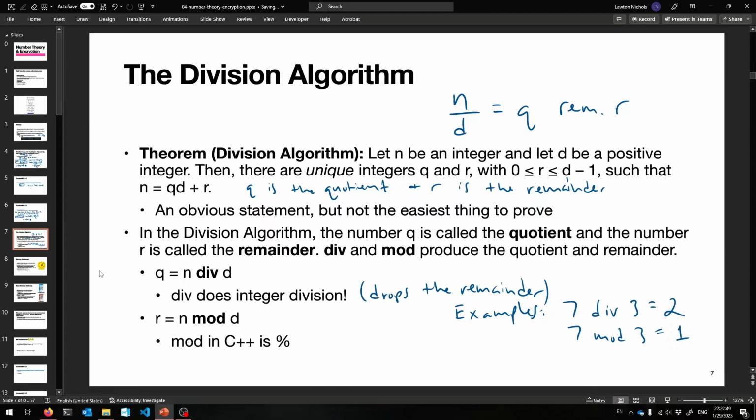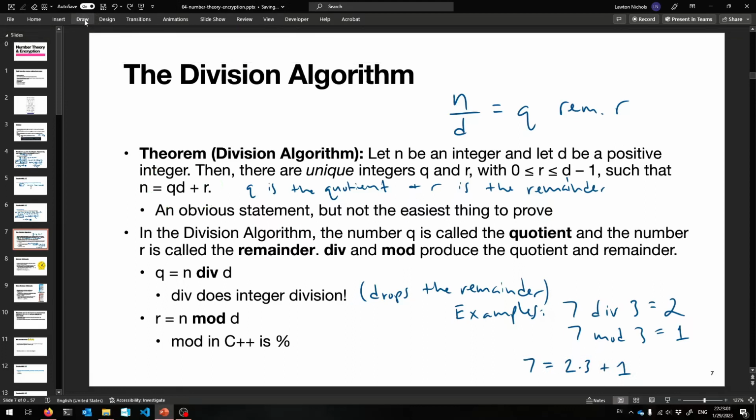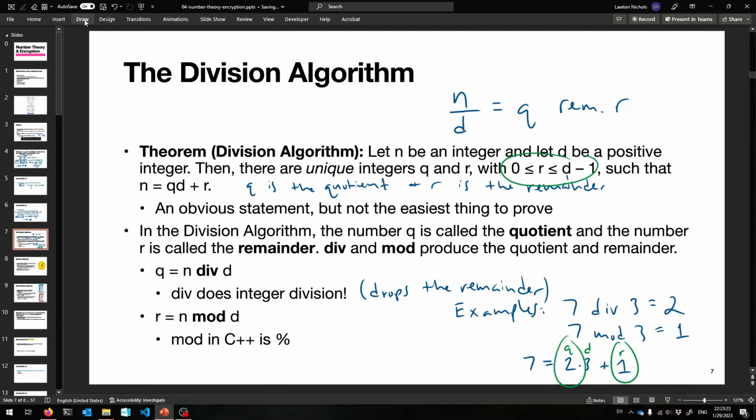And the reason these are the correct answers is because 7 is equal to 2 times 3 plus 1. We just spell it out using these terms. 2 is the quotient, 3 is the divisor, the thing we're dividing by, and 1 is the remainder. And these are unique integers. The remainder can't be anything different because it can't be bigger than the number 3. It can't even be equal to 3, because otherwise it would have gone in one more time. There would have been a bigger quotient.